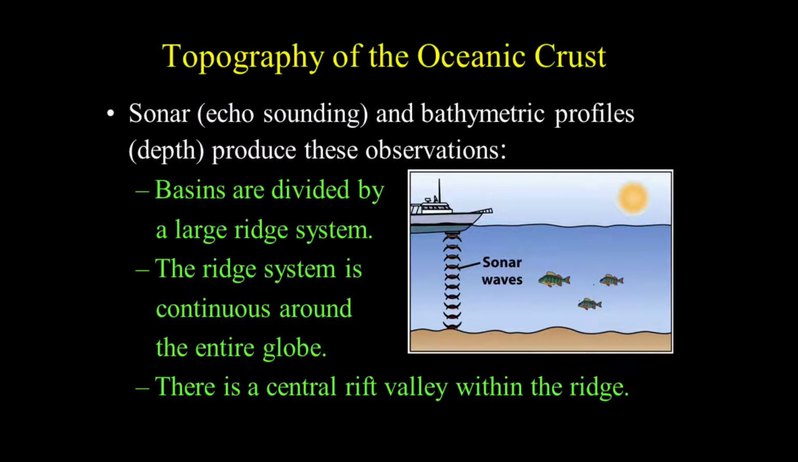Then we discovered that the seafloor is divided by a large ridge system that is continuous around the entire globe. Deep ocean trenches with elongated troughs, often more than 10 kilometers deep. Seamount chains, that is, isolated submarine mountains. And right angle fractures in the mid-ocean ridges, and more.